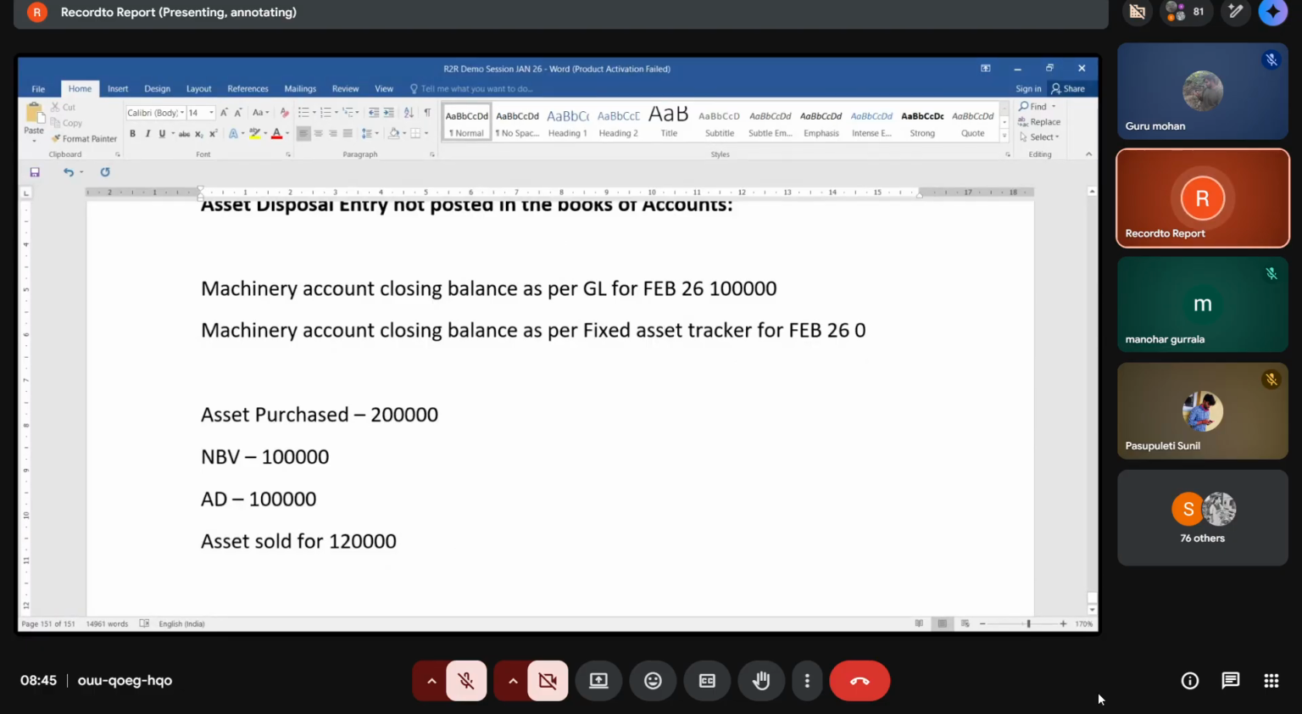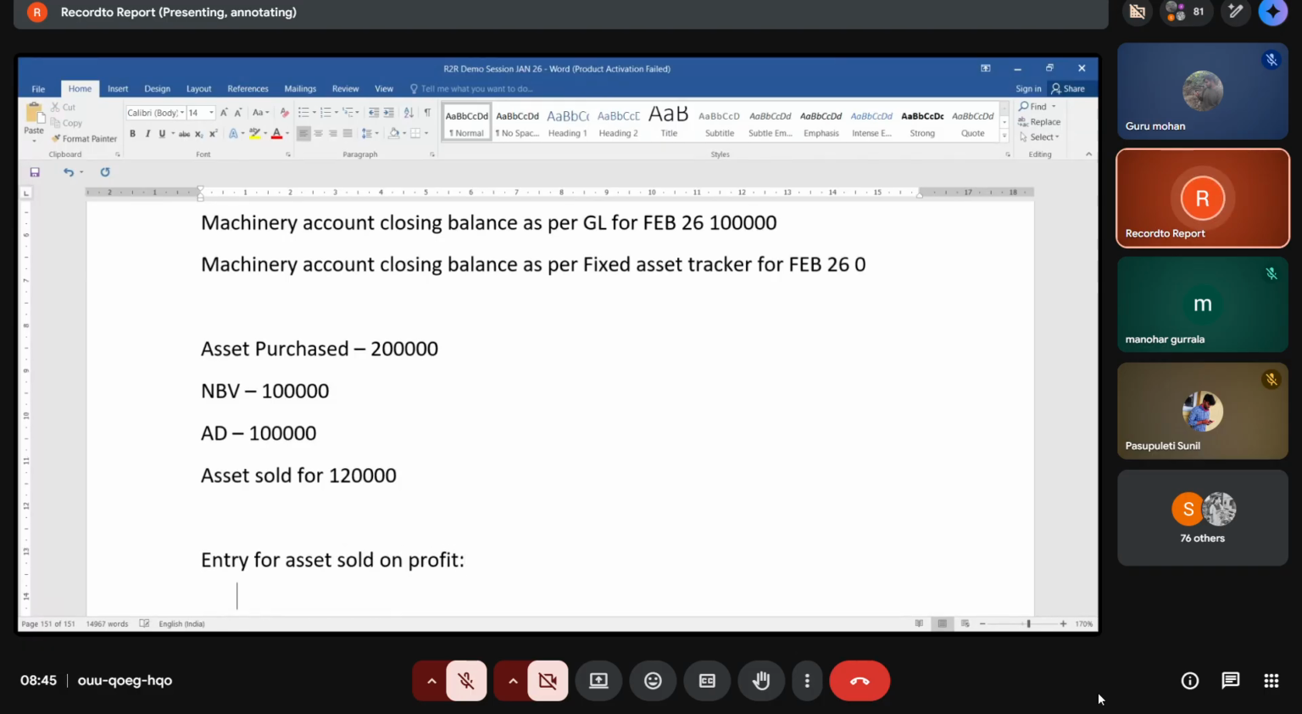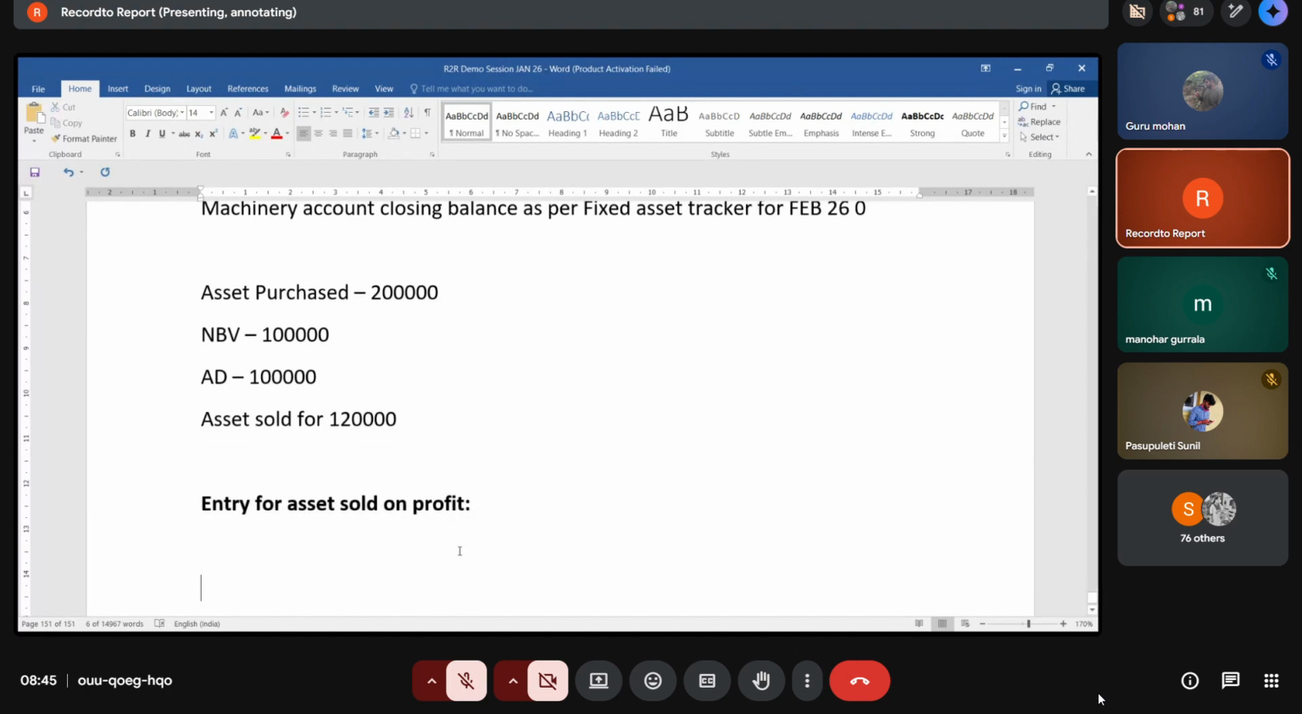So what is the entry for an asset sold at a profit? What is the entry, guys? Bank account debit 1,20,000. Accumulated depreciation account debit. What is the amount, guys?